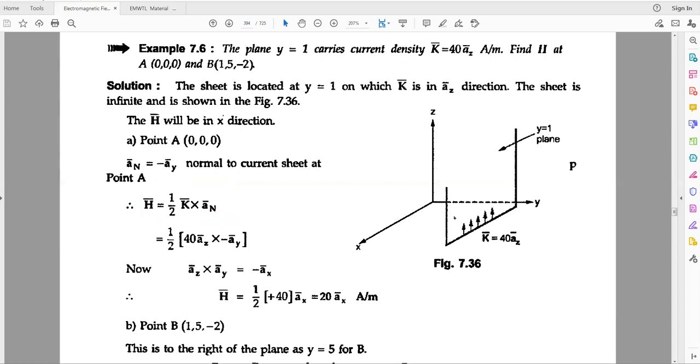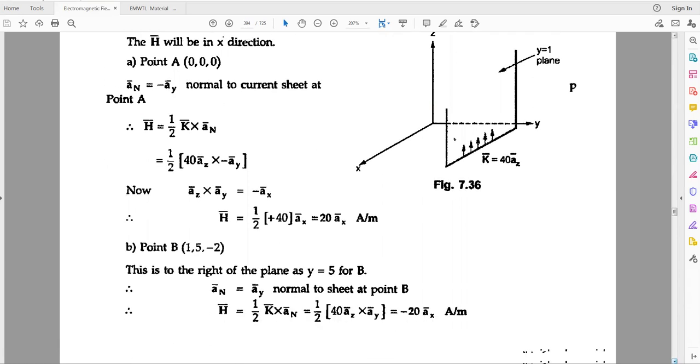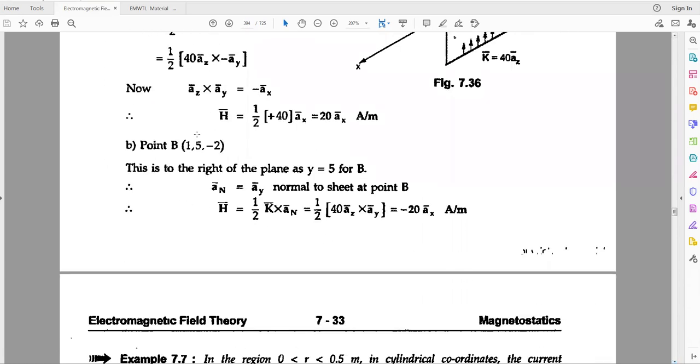Now at the point 1, 5, minus 2. 1, 5, minus 2 means the value of y is to the right of the plane y is equal to 1, that is y is equal to 5 for the B bar. So now you can take this, a point is a positive value, A n bar is equal to A y bar.